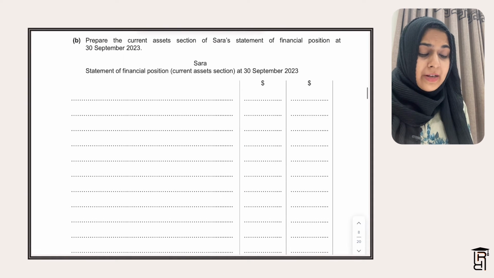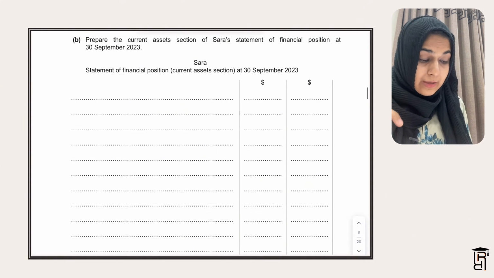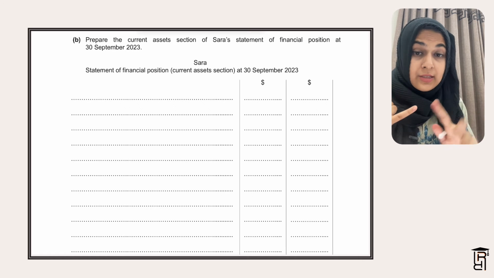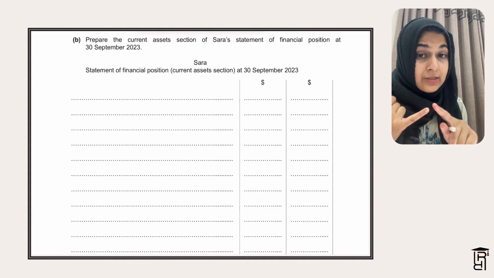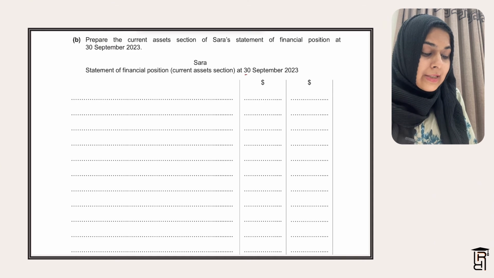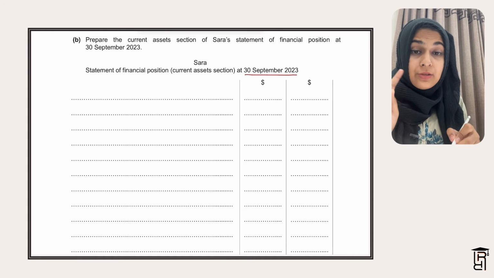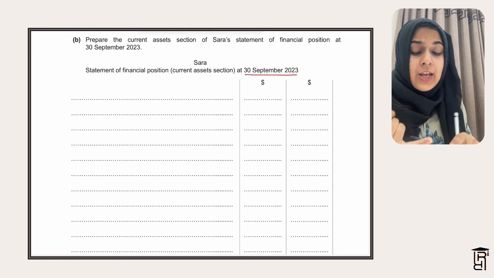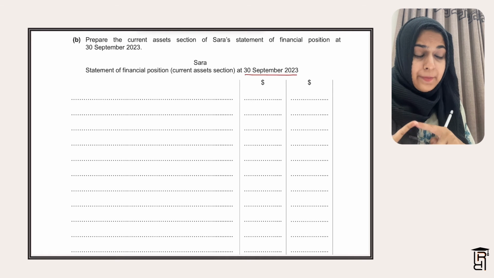It says here, prepare the current asset section of the statement of financial position at 30th September 2023. Current assets. So what are the current assets? Inventory is a current asset. We have 3 inventories here. So it is very important that 3 closing inventories. Also, they're clearly stating here 30th September 2023. So you need to take balances on 30th September 2023 only. So we have 3 closing inventories here.